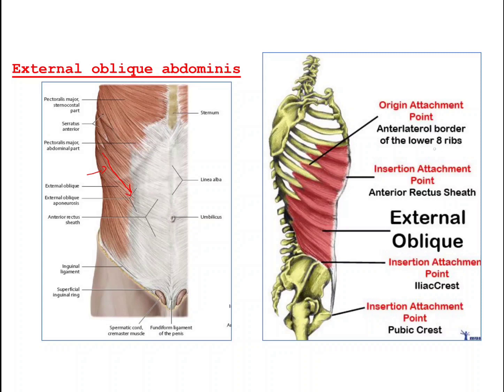The muscle arises from the lower 8 ribs. You can see 1, 2, 3, 4, 5, 6, 7, 8. The muscle takes origin from the lower 8 ribs, and from here the muscle fibers run downwards, forwards and medially. The lowermost fibers of this particular muscle get inserted onto the iliac crest. This is the iliac crest, the anterior two-thirds of the outer surface of the iliac crest.